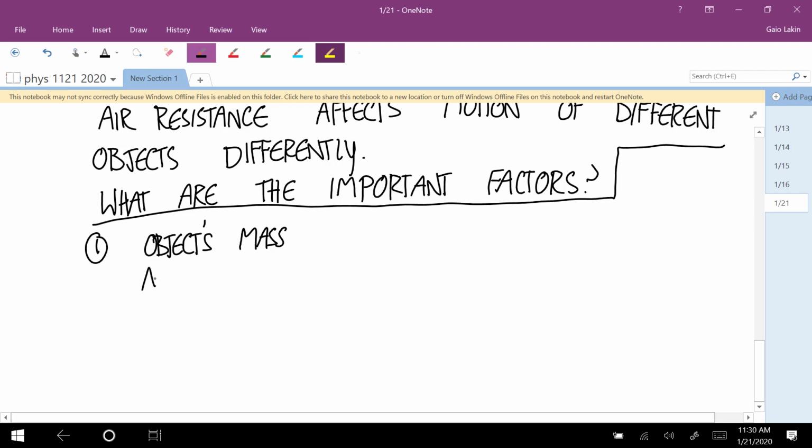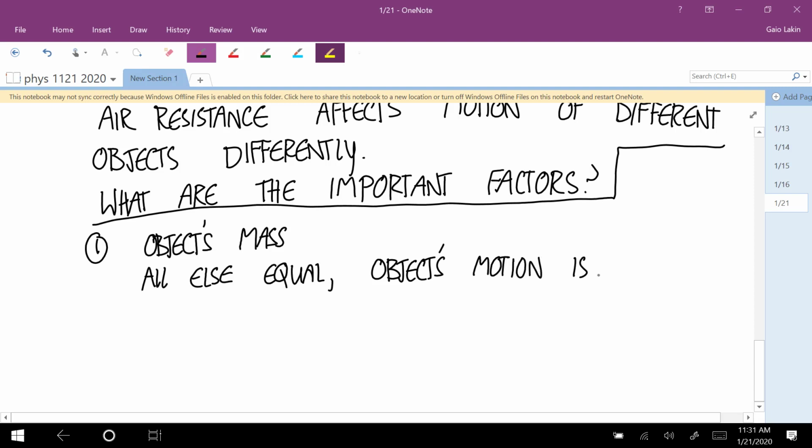So everything else being equal, an object's motion is affected more as the mass decreases.